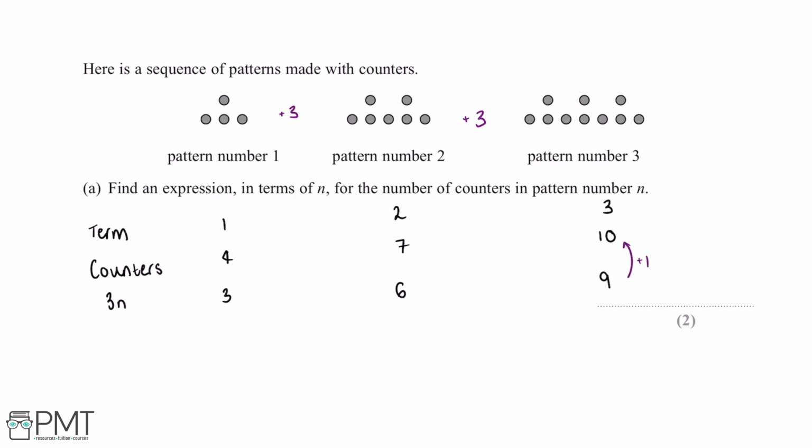So this means that our final expression is 3n plus 1. And we can check this by substituting in the values of n into this expression. So 3 multiplied by 1 plus 1 gives us 4. 3 multiplied by 2 plus 1 gives us 7. And then 3 multiplied by 3 plus 1 gives us 10. So this is our final answer.